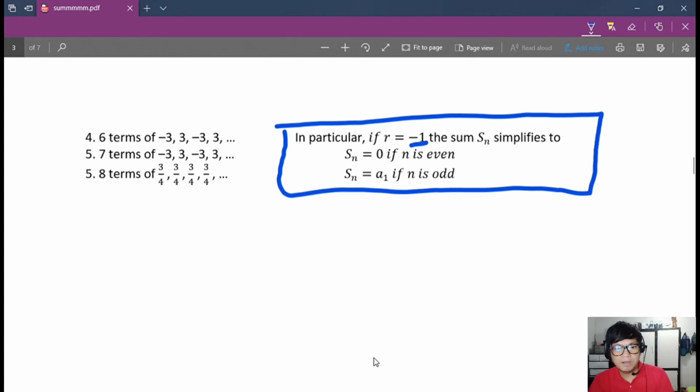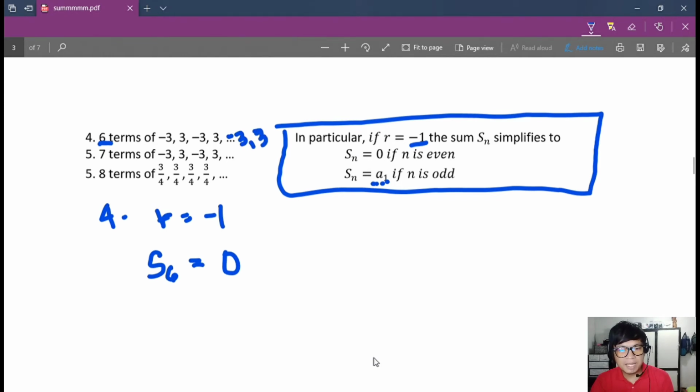For number 4, the common ratio is negative 1. Tapos, meron tayong condition, dalawa. If n is even, or yung number of terms is even, 0 ang sagot. Tapos, if n naman is odd, ang sagot is yung first term. So, for number 4, since 6 is an even number, we can conclude that the sum of the first 6 terms is equal to 0. Kasi if we're going to continue, negative 3 plus 3, 0. Negative 3 plus 3, 0 din. So 0 is the answer.